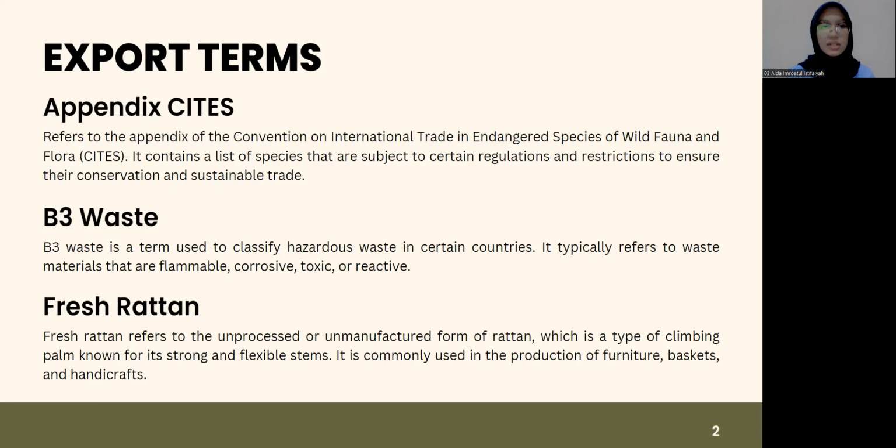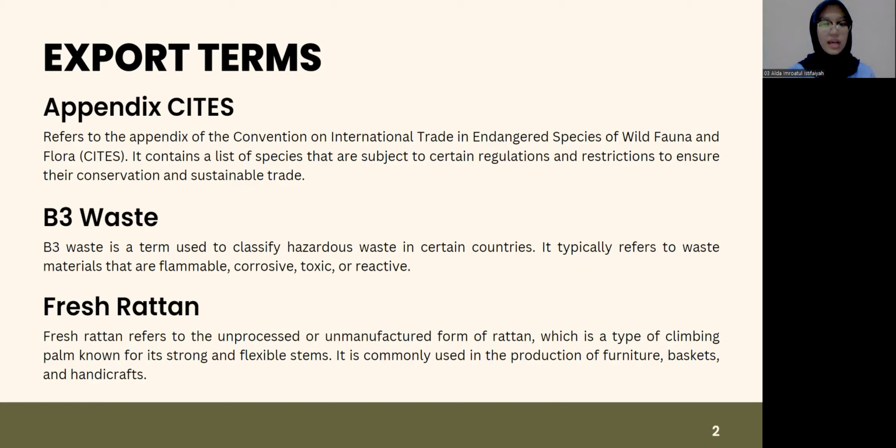Then the second one is P3 waste. Although it can be relevant to both export and import, it is categorized as an export term because it primarily pertains to the classification and proper disposal of hazardous waste generated during the export process. This P3 waste is a term used to classify hazardous waste in certain countries. It typically refers to waste materials that are flammable, corrosive, toxic, or reactive.